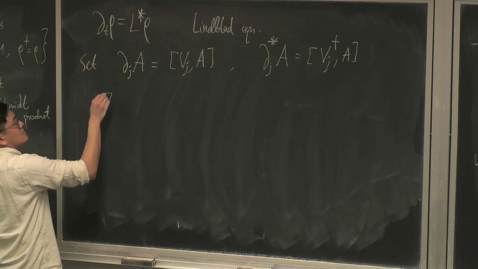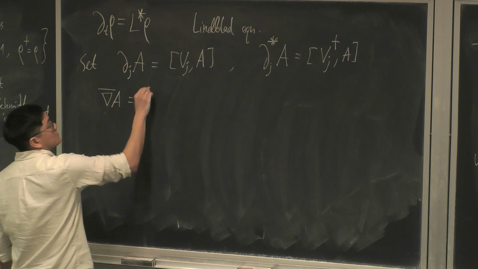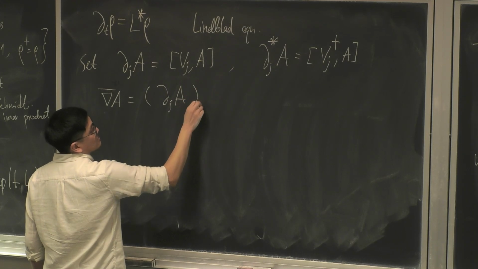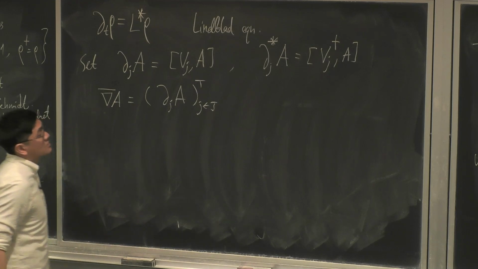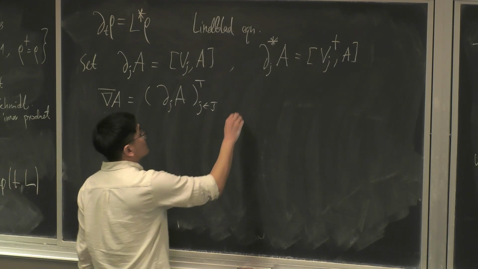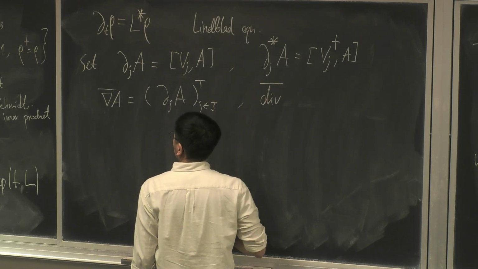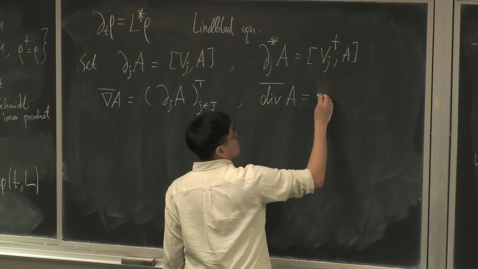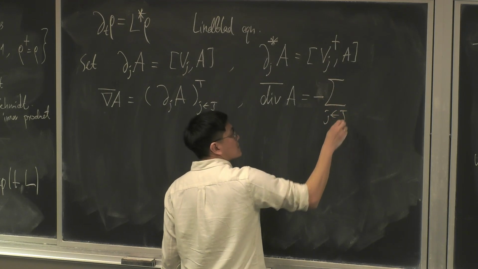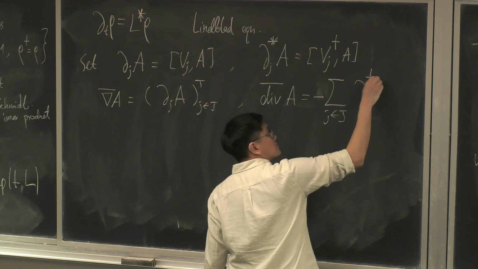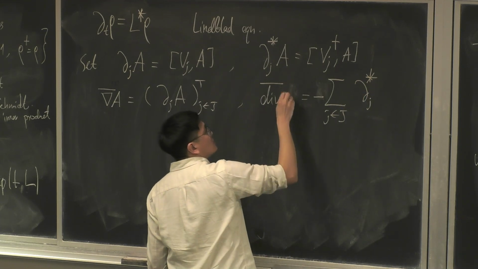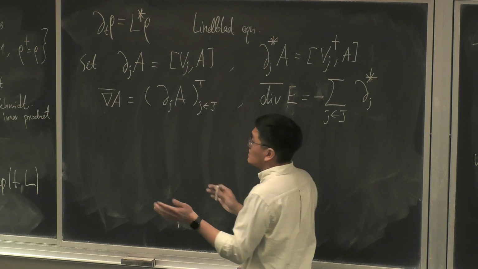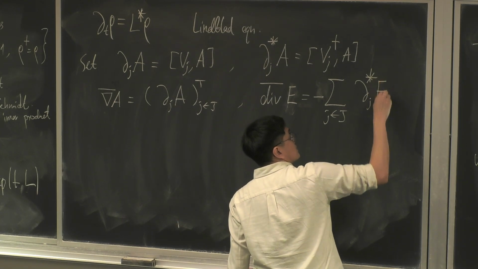And then you can define the discrete gradient of A, that is nothing but just partial j of A as a vector. Maybe I put a transpose there so it becomes a column vector. And you can also define the discrete divergence, or kind of a divergence in this setting, that takes simply a minus the sum over j of dj star of E, where E should be some kind of a vector field. So A you can think of as a scalar quantity, and E is a vector quantity. This is E of j.